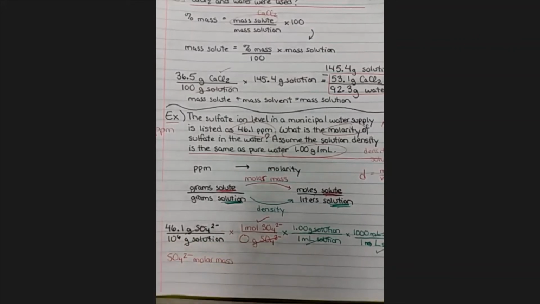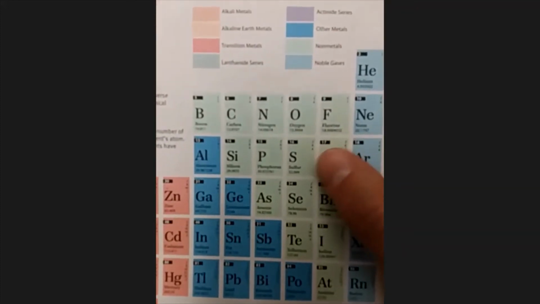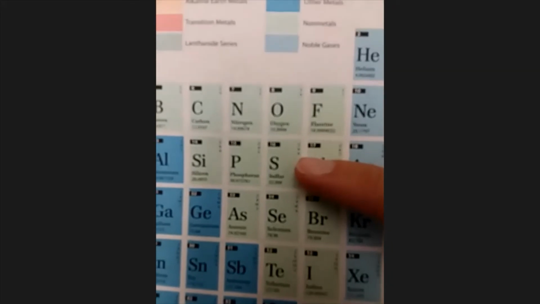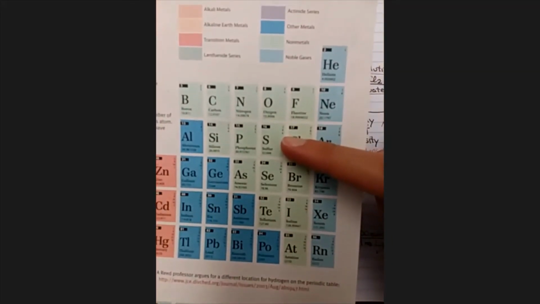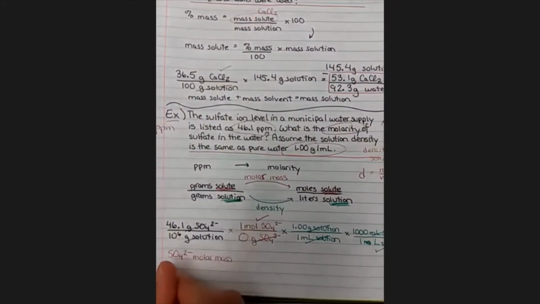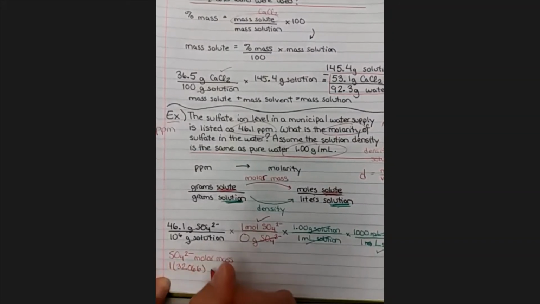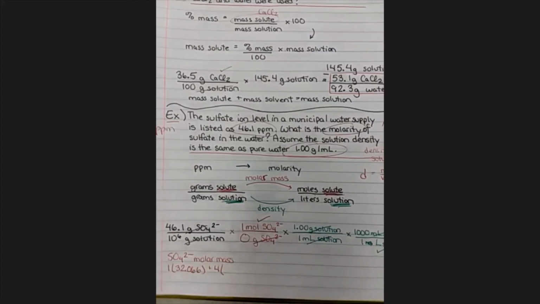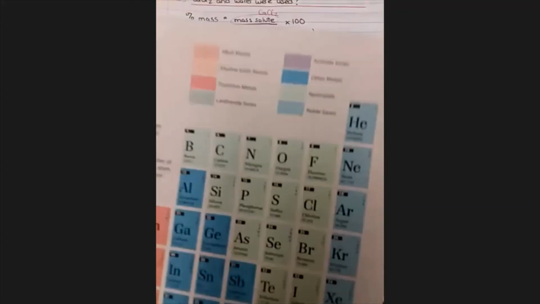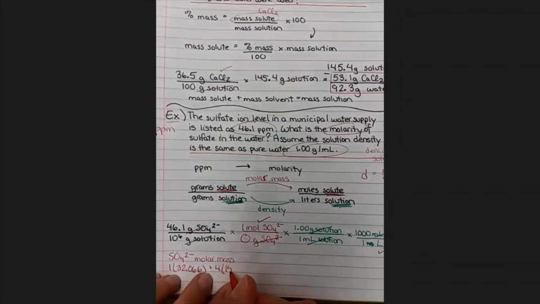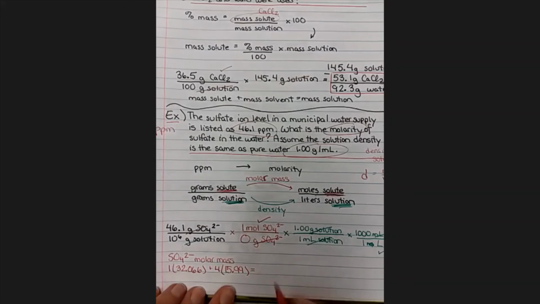All right, so we are going to have 1 sulfur, which is here in our table, and apparently completely unreadable. That's fine. You can take my word for it. Sulfur is 32.066. And we have 4 oxygens, which is here at 15.99. And we can add those up to get a total of 96.062.